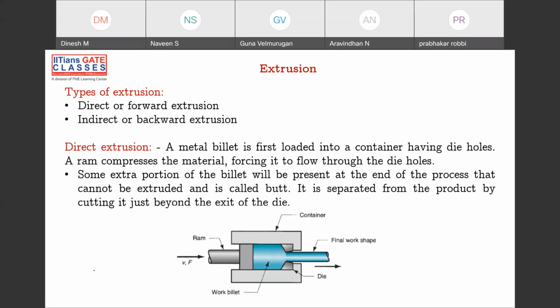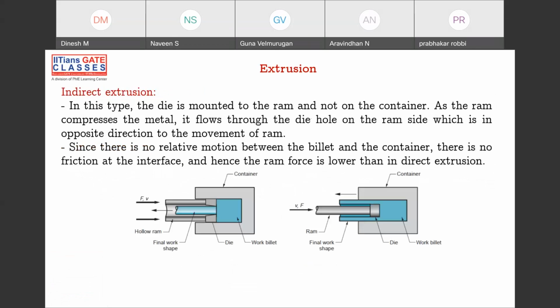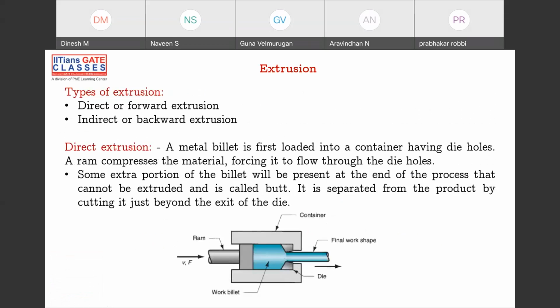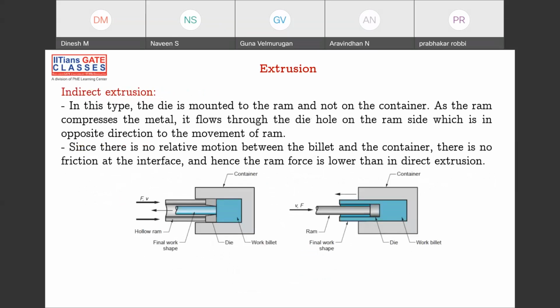Another setup. It's a very nice setup. Here the important point is that in forward extrusion you're applying force in this direction and the extrusion also comes in the same direction, the right side. But if you see here, I will apply the load like this, and the extrusion will come like this.